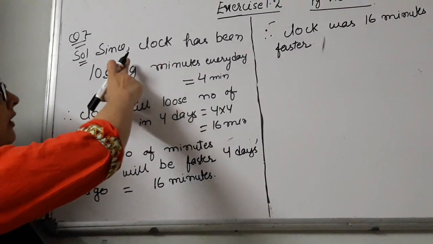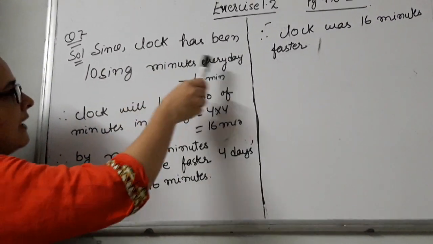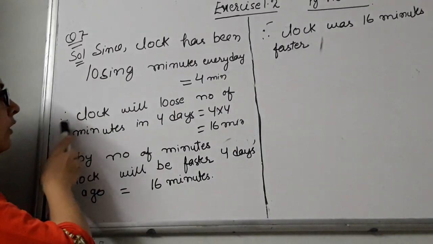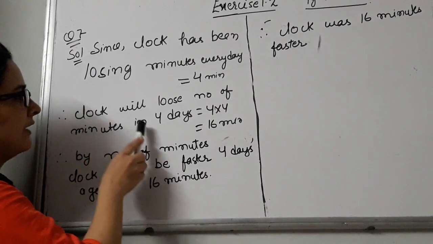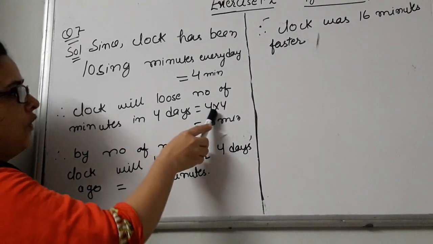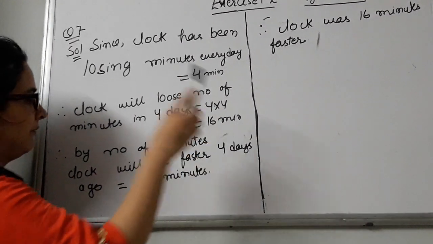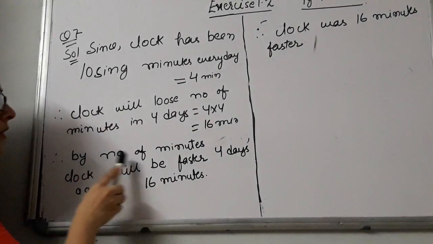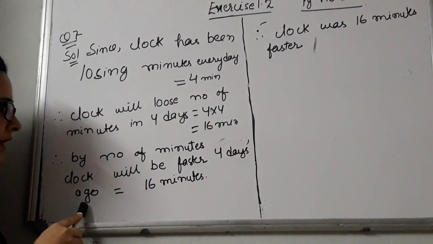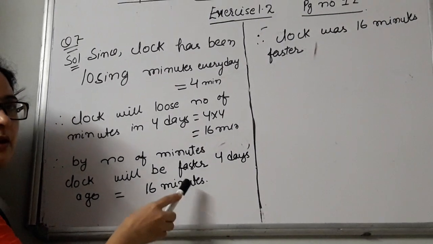Now first we will write what is given. The clock has been losing 4 minutes every day. Therefore the clock will lose a number of minutes in 4 days: 4 into 4, that is 16 minutes. Therefore the number of minutes the clock was faster 4 days ago is 16 minutes.